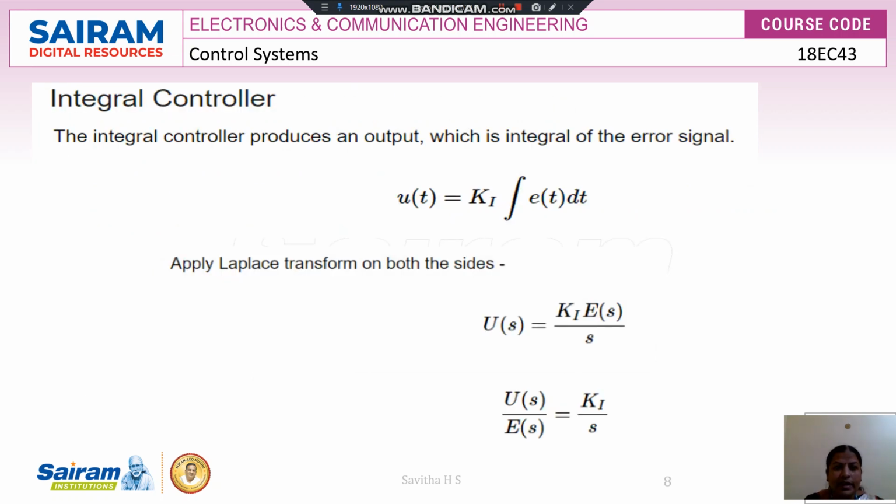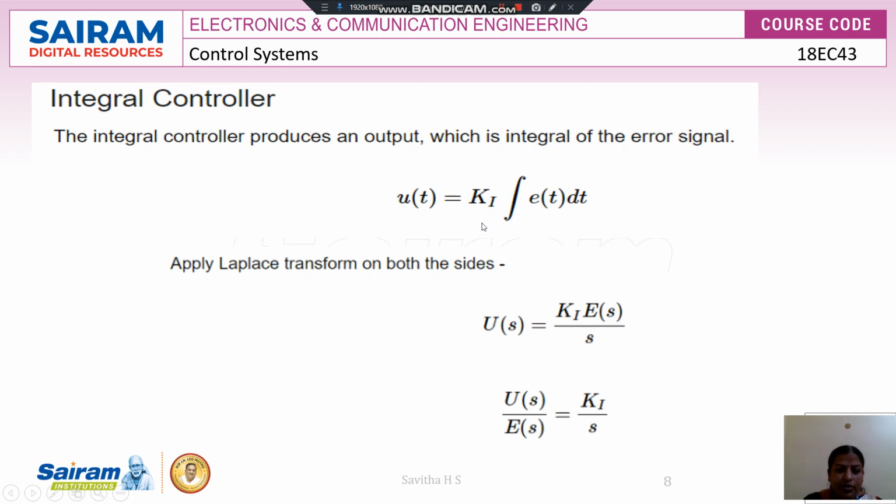So next one is the integral controller. The integral controller produces an output which is the integral of the error signal. So here also the same expression: u(t) is equal to Ki integration of e(t) dt, because it is the integral of the error signal.